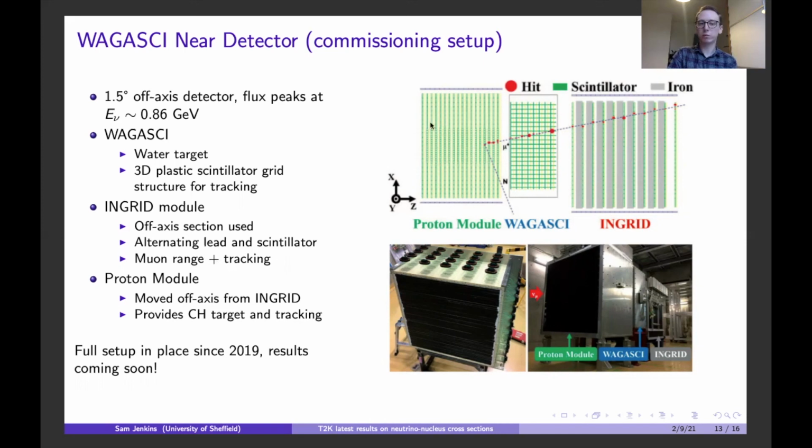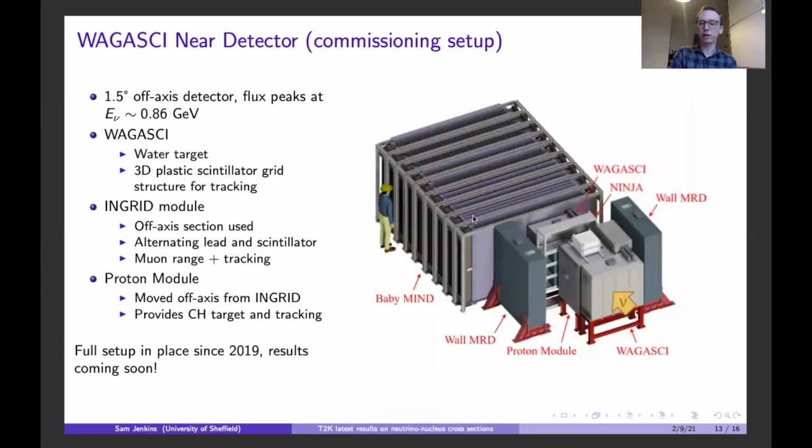In front of the WAGASCI module was the proton module, which initially was part of INGRID, but also got moved off-axis. And this gives us a fully hydrocarbon target, which gives good tracking for both muons and protons. So this is the commissioning setup. The full setup, which is shown here, and includes the Baby MIND detector for magnetized tracking and wall MRDs, has been in place since 2019, and results will be coming from that soon.